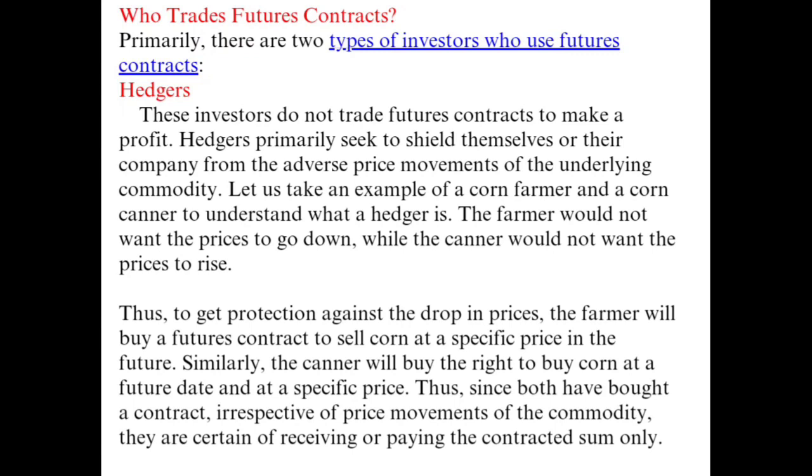Let us take an example of a corn farmer and a corn canner to understand what a hedger is. The farmer would not want the prices to go down, while the canner would not want the prices to rise. Thus, to get protection against a drop in prices, the farmer will buy futures contracts to sell corn at a specific price in future. Similarly, the canner will buy the right to buy corn at a future date at a specific price. Thus, since both have bought a contract, irrespective of price movements of the commodity, they are certain of receiving or paying the contracted sum only. So both of them have insured their risks in this contract. This is the duty of the hedgers in the stock market.